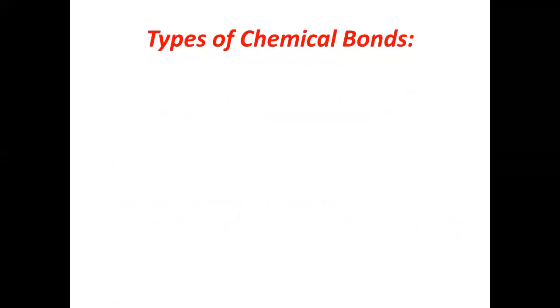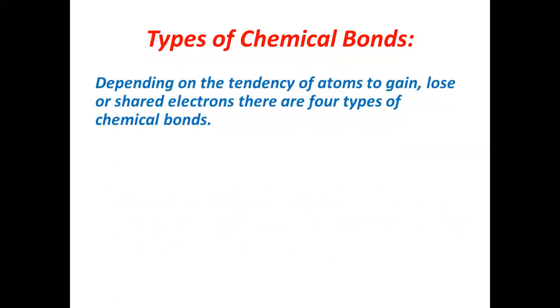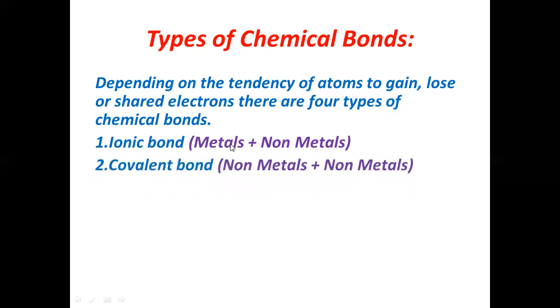Chemical bonds are of four types depending on the tendency of atoms to gain, lose, or share electrons. Those four types are, first, ionic bond. Ionic bond is formed between metals and non-metals. Means metals and non-metals react together and form an ionic bond. Suppose sodium is a metal and chlorine is a non-metal, so sodium and chlorine react together and form sodium chloride. In sodium chloride the bond is an ionic bond.